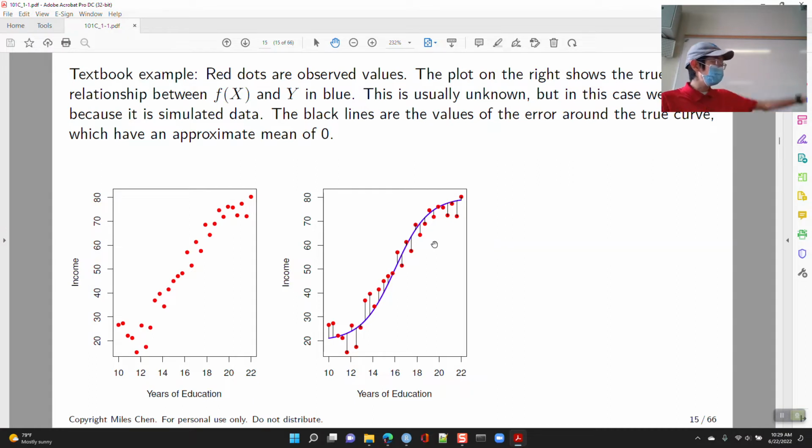We know it here because we've simulated the data, okay? So we've simulated the data, so we can say this is the true relationship, and we know it. But in real life, you only see the red dots. You can say, here we're trying to figure out, is there a relationship between someone's income and how many years of education they had? And, I don't know, 22 years of education, that's a lot, but maybe that was also me. I don't know. Right?